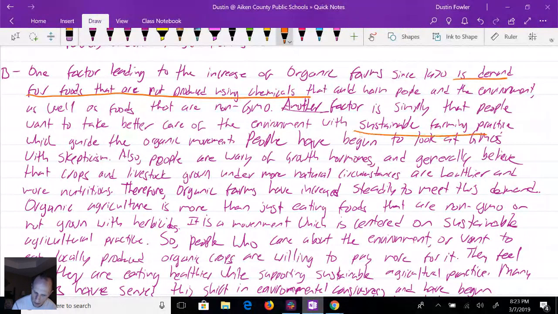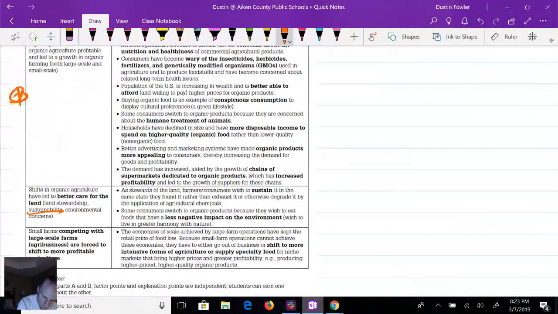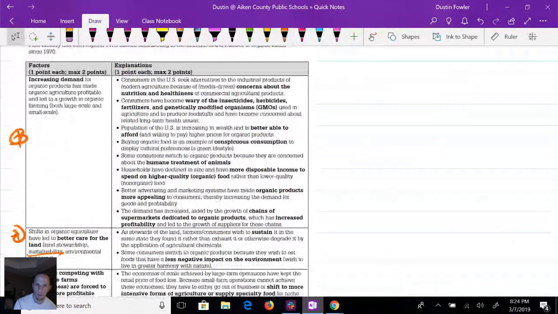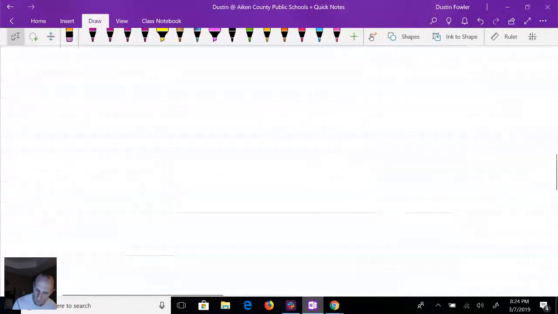Let's see what the rubric says about that second one. Yep, sustainability is right here. So I'm addressing these two identifications right here. And as a reader, I would give this response the ID for both of those. Now, the explanation is pretty detailed here, so I'm first going to look at where I put the explanation, and then we're going to take the time to look at how it would have scored on the rubric.